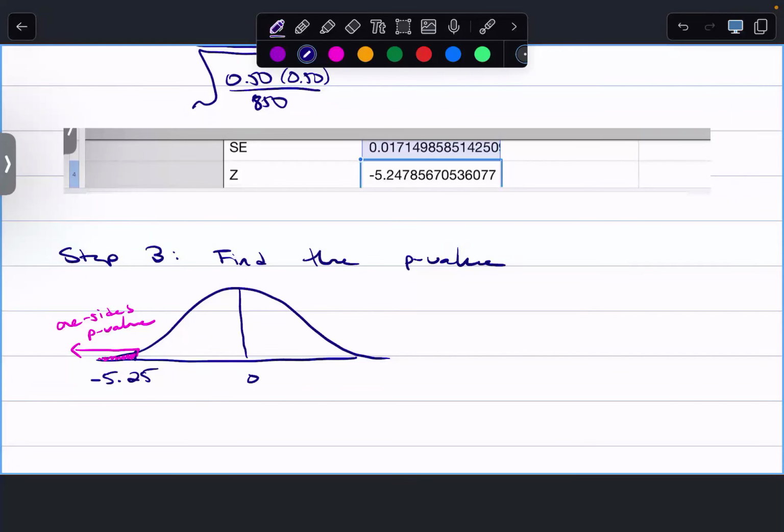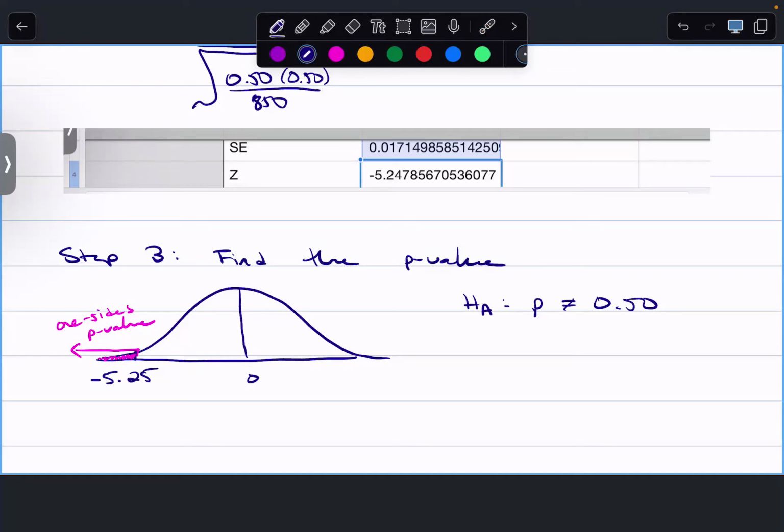But we also remember that, okay, my alternative was actually that p is not equal to 0.5. So what I need to do is take the area in one of the tails and then multiply it by 2, right, to say, well, I would be equally concerned if I saw this in the upper tail.